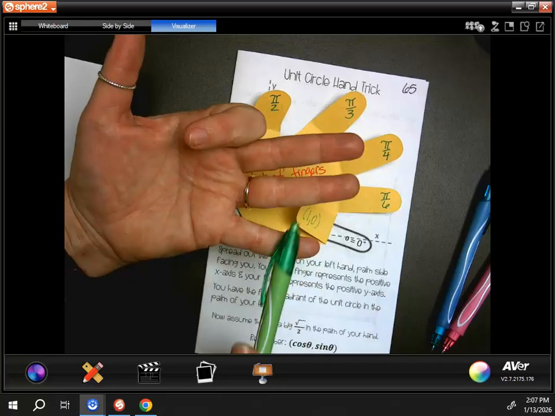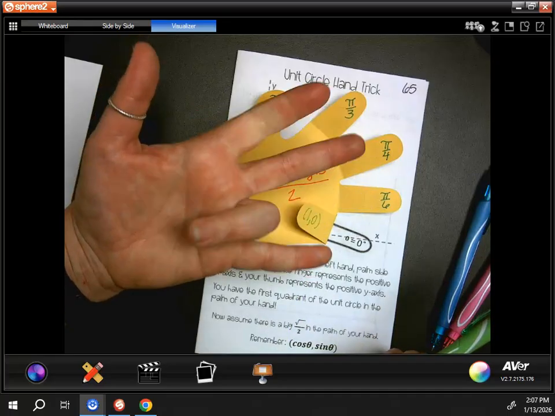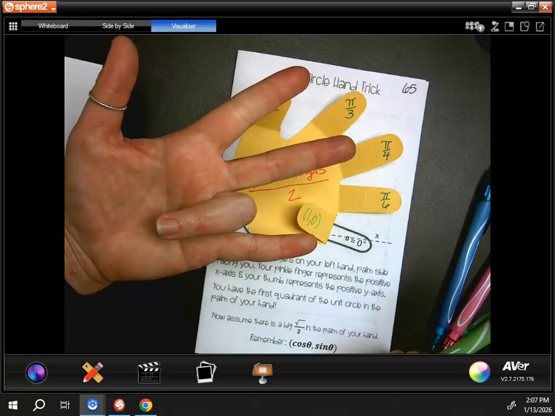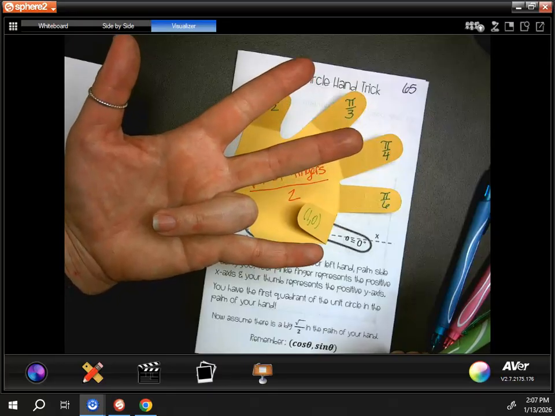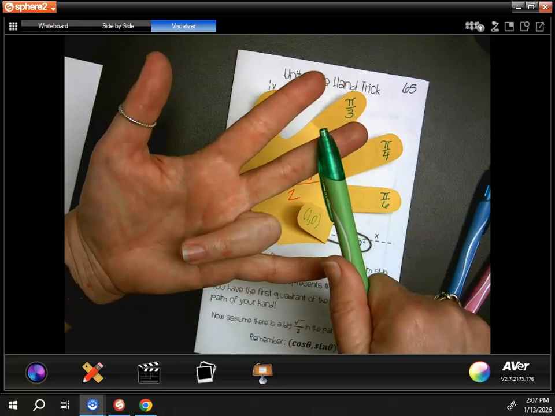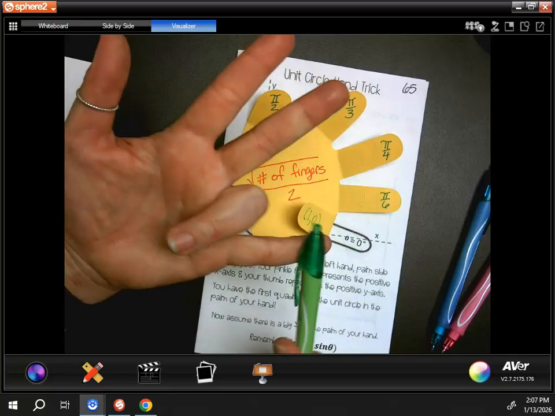Sine is the y value. Square root of 3 over 2, right? Now do pi sixths. What's the cosine of pi over 6? Square root of 3 over 2. Cosine is x. Use your own hand. This is pi over 6. Cosine is x. There are 3 fingers. Square root of 3 over 2 for cosine. Yes? Does that make sense?